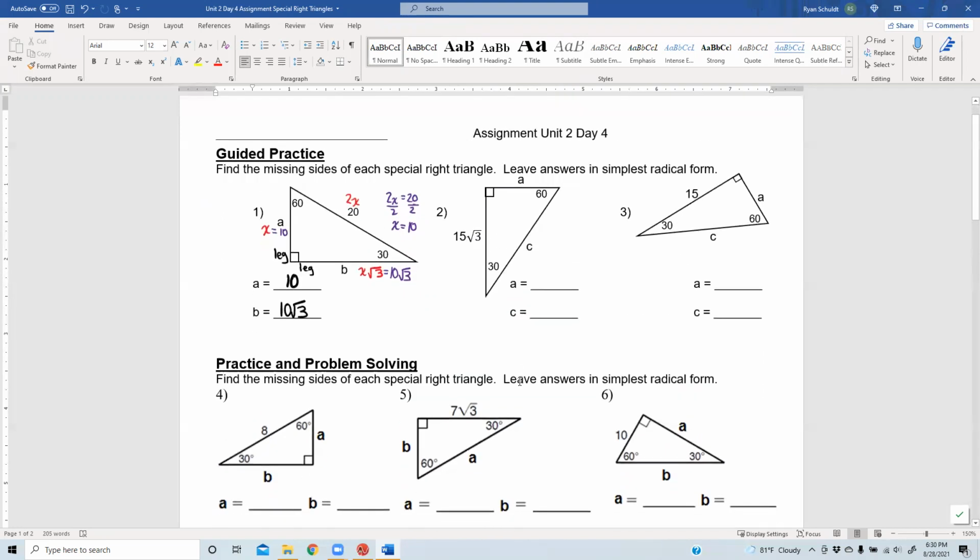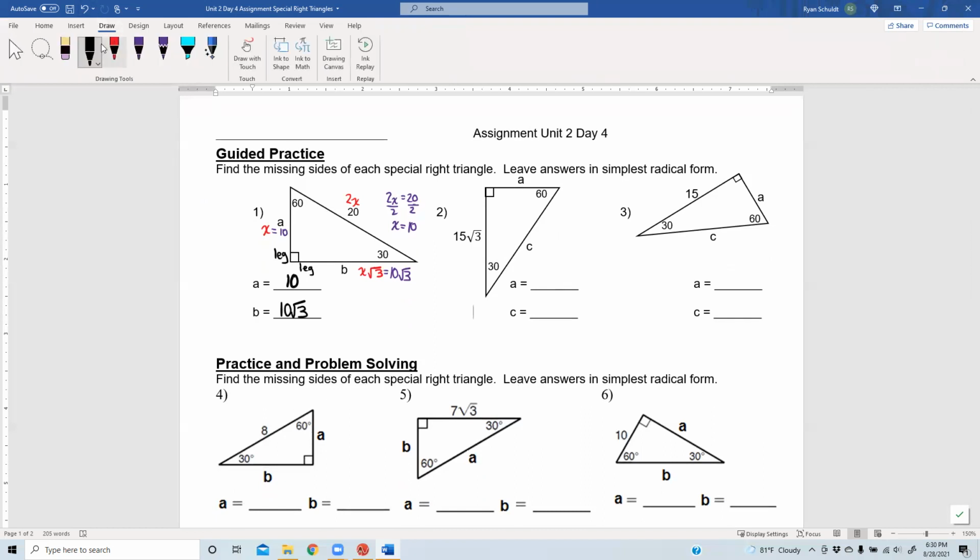Okay, number 2. First things first, mark the legs. There's a leg. Here's a leg. So the short leg is x. The medium leg, or the long leg, I should say, is x square roots of 3, and the hypotenuse is 2x.